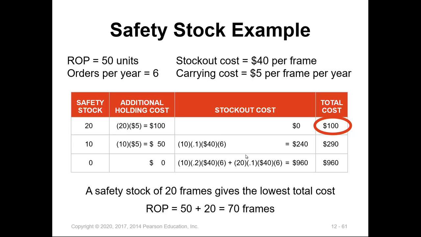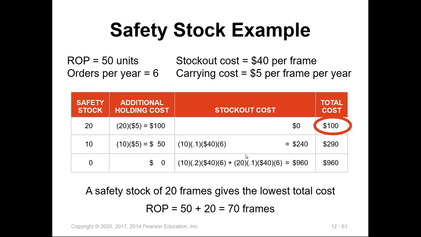Now if we have 10, with 10 the total cost will be 240. So with 240 and I have a holding cost of 50, the total cost will be 290. With 20 safety stock frames, it gives the lowest total cost of 100.